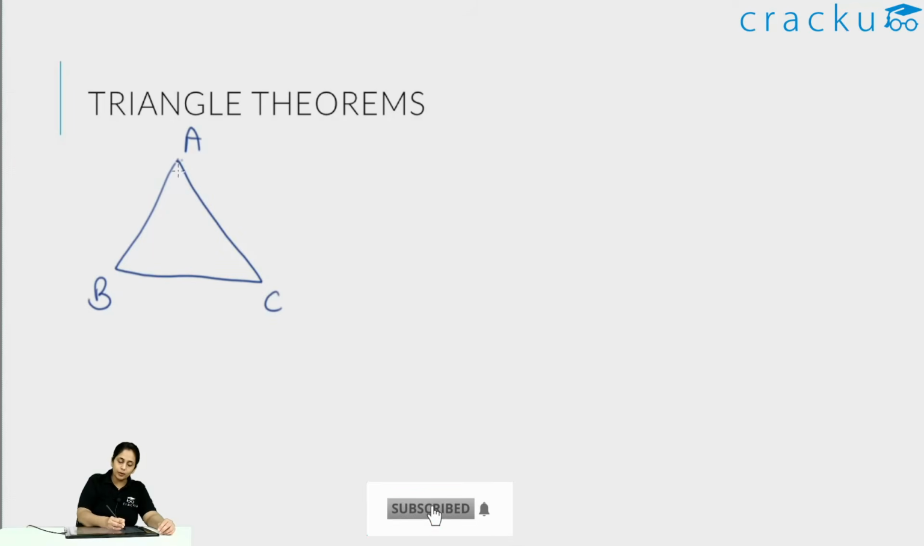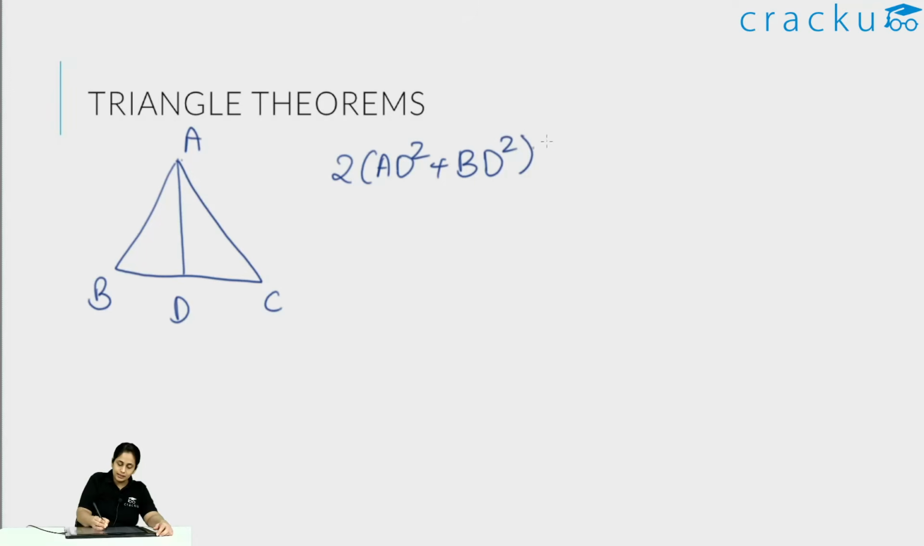According to Apollonius theorem, if AD is the median of the triangle ABC, then 2 times AD square plus BD square is equal to AB square plus AC square. Whenever you get a triangle where a median is given and the sum of squares of the sides is asked, you should immediately think of Apollonius theorem. So the sum of the squares of the other two sides is equal to 2 times AD square plus BD square.